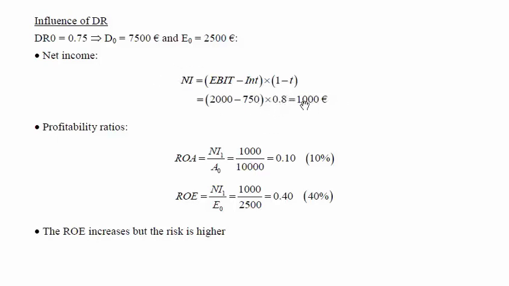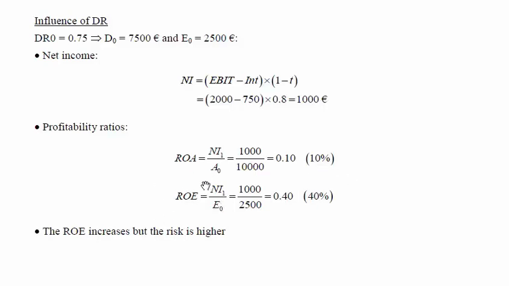So this means that the net income is reduced. Instead of 1,200 euros, the net income is now only 1,000 euros. So this is the first impact. Increasing debt increases the costs, so it decreases the final result. Okay. Now let's look at the profitability ratios. In terms of return on assets, of course, we get less now. So we are able to generate less wealth because we increase the costs. So instead of 12%, we have now only 10%.